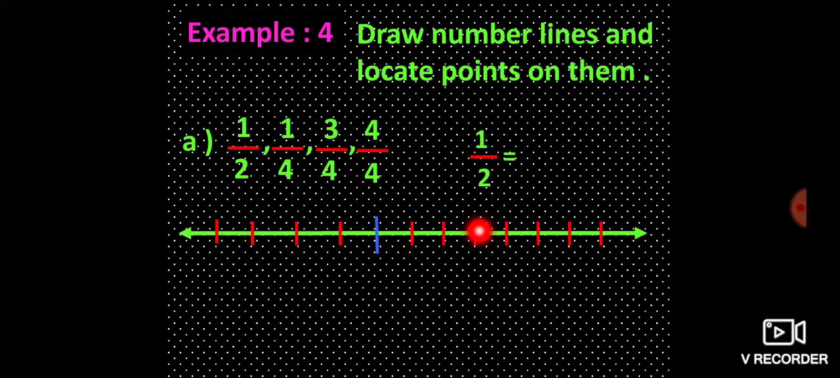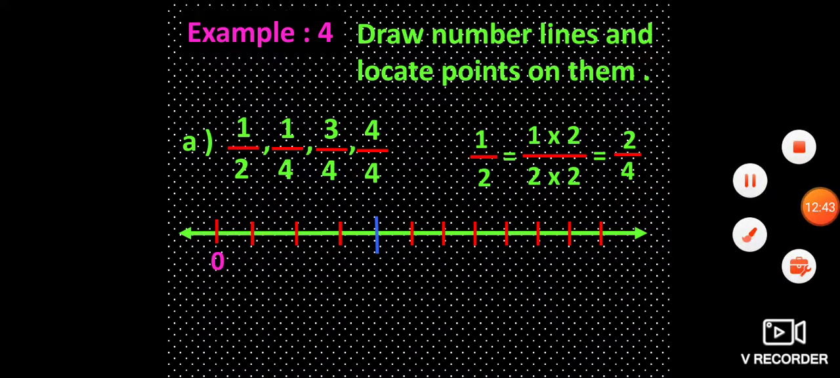Listen, 1 by 2. For changing the denominator to 4, we multiply the denominator by 2 and the numerator by 2 like this. Here you can see denominator into 2, numerator into 2, that is 2 by 4. Yes, the denominator is now 4. So we can write 2 by 4 instead of 1 by 2. That is, 1 by 2 is the same as 2 by 4.